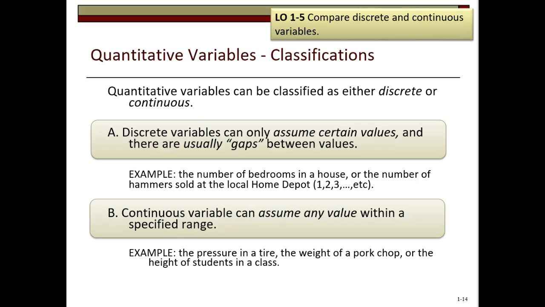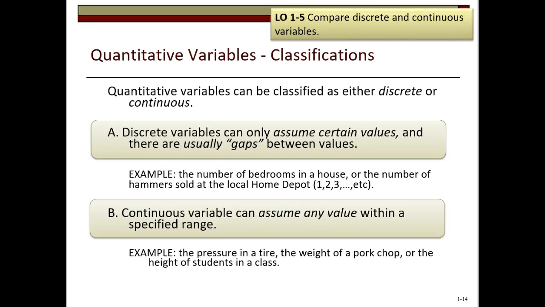Quantitative variables are classified as either discrete or continuous. A discrete variable can only assume certain values, and there are gaps between the values. It normally involves counting. Examples of a discrete variable include the number of defects in a sample, the number of hammers sold at the local Home Depot, and the number of yes votes in a ballot measure.